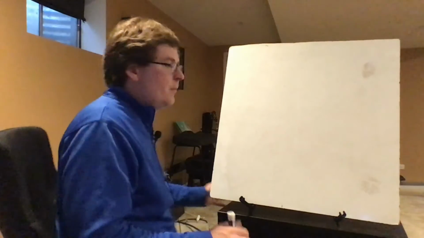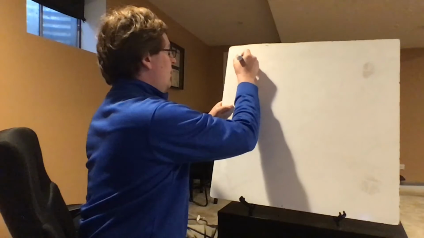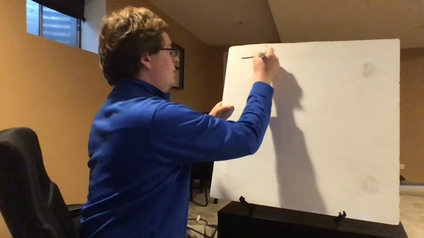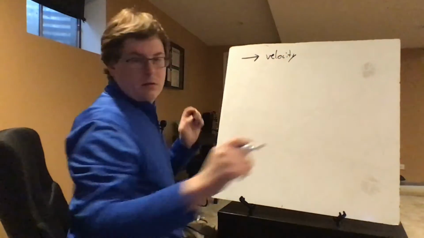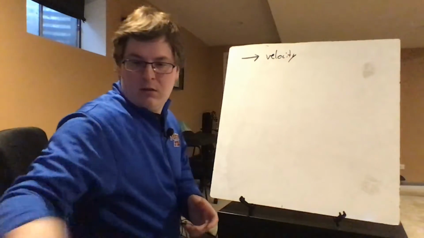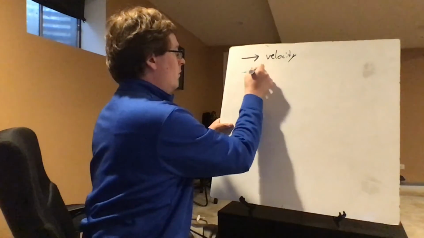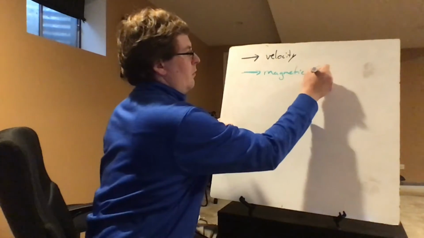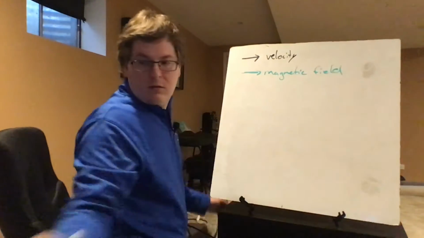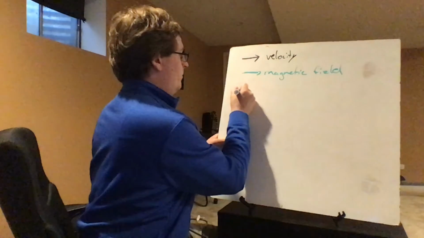So, I'm going to try and color code it so you can see a little bit better. And so we're going to do a black vector for velocity. And let's see, let's do green for magnetic field. And then we'll do blue for force.